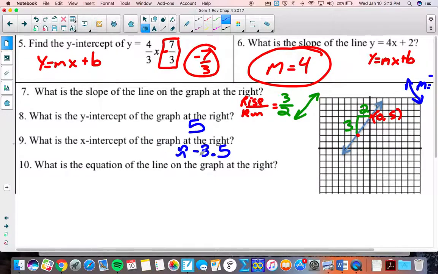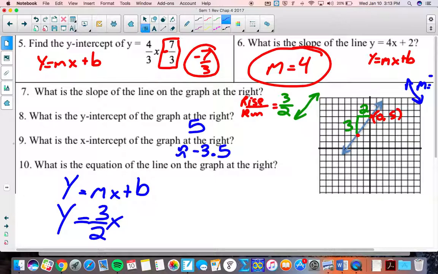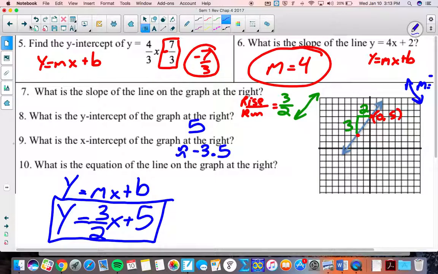What is the equation of the line on the graph at the right? To be able to write the equation of a line in slope-intercept form, we need the slope and we need the y-intercept. We calculated the slope was 3/2, so that goes in place of m. Make sure you put an x with that, 3/2 times x, plus the y-intercept, and the y-intercept was 5. So there's your equation of the line to the right.